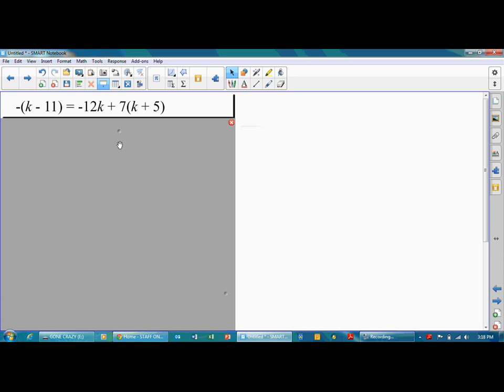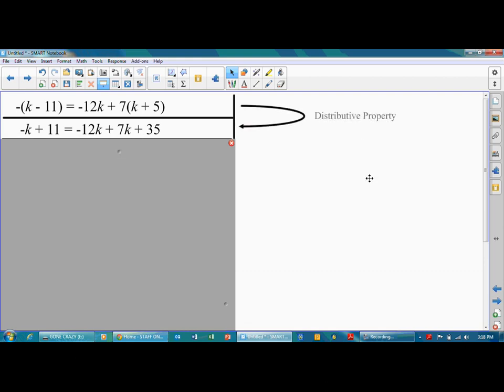Okay. Now again, we started off with the distributive property. But we have like terms on the same side, so we combine like terms. However, combine like terms is not a property. So we put those together. We put the negative 12k and the 7k together and we get negative 5k.